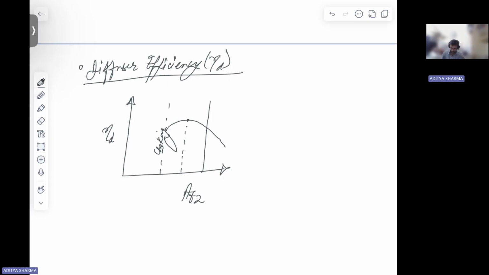If I say this is A, B, C, then from B to A, if your area is decreasing, your efficiency is also decreasing. Same is the case for your BC curve, right? Here also your efficiency will decrease. So on both sides of your point B, your efficiency is going to decrease, whichever way you go. So this is your diffuser efficiency.